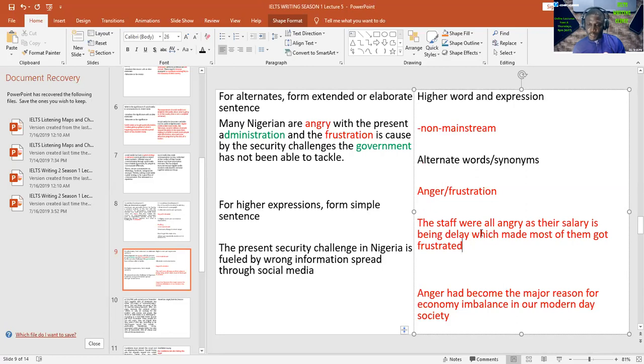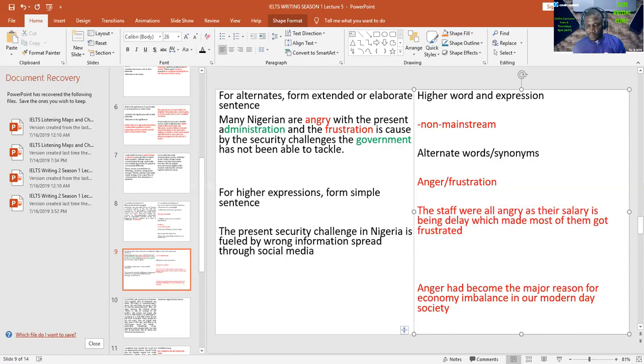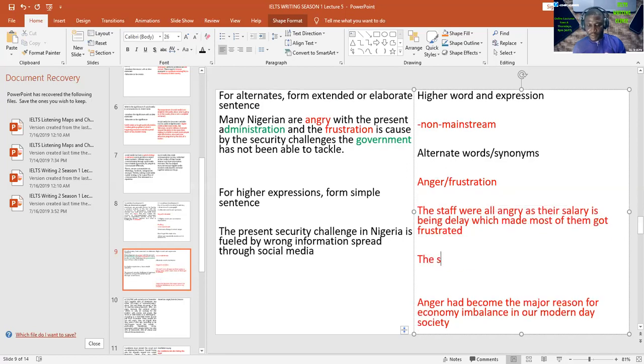Okay, this person that wrote this first one, your presentation was not clear. "The staff were all angry as their salary is being delayed, which made most of them got frustrated." No, you are repeating the same thing. I would have loved you to say, okay, the staffs were all angry at the management.